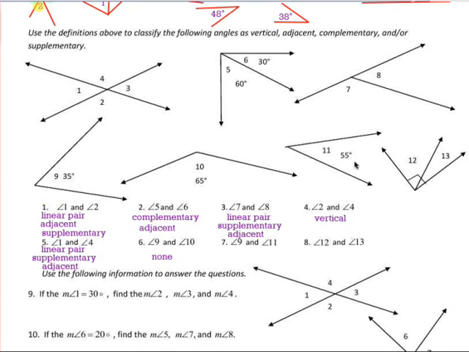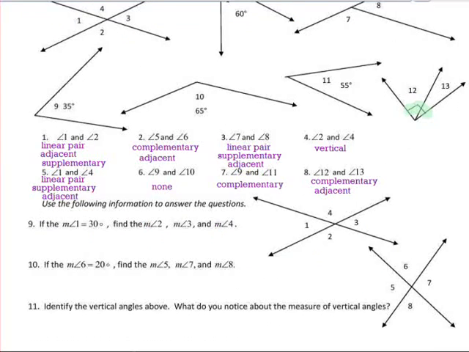Let's look at 9 and 11. 55 plus 35. Now those two are complementary. 35 plus 55 is 90. And then 12 and 13, they're complementary because this symbol right here means 90 degrees. That's what that little box means. That's a right angle, and right means 90. So we have that, but they're also adjacent. They share a side. Okay? Great job, everybody.